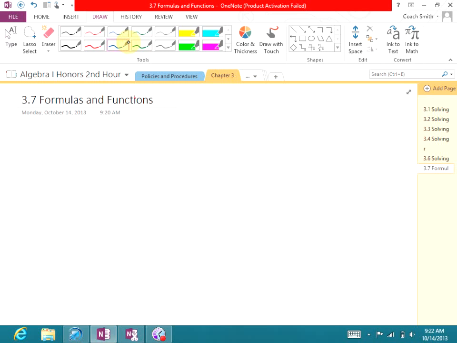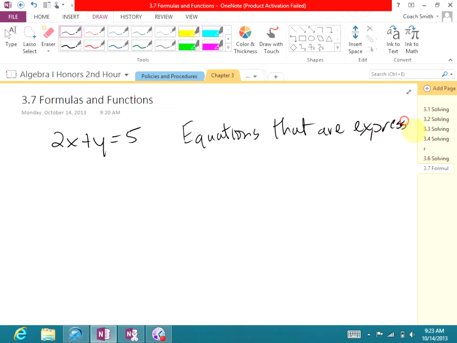what we're talking about today is basically this. We're talking about solving equations and formulas, okay? Now, the type of equations that we're talking about is like this. 2x plus y equals 5, okay? So we're talking about equations that are expressed as a function.